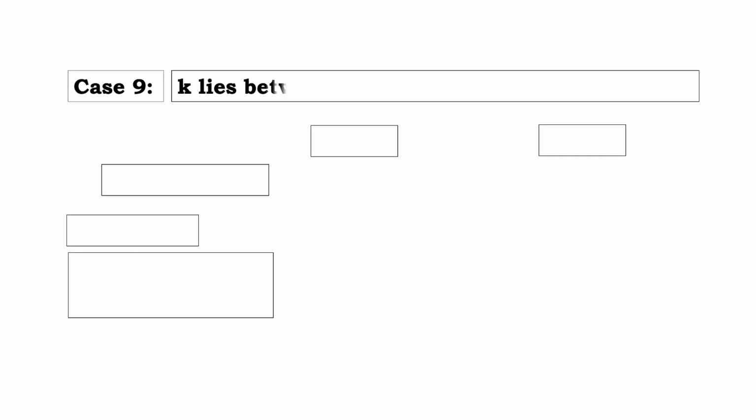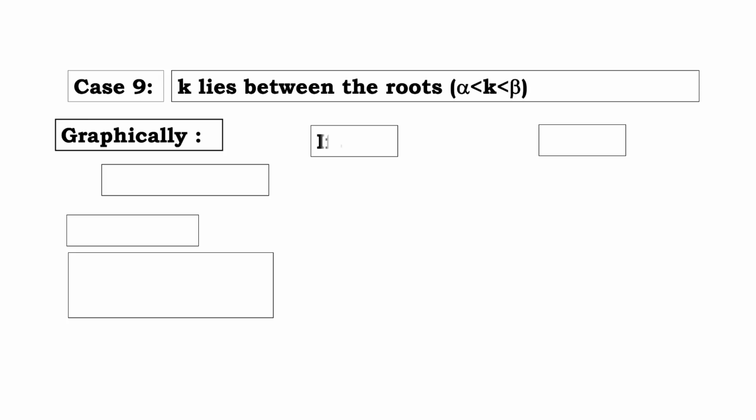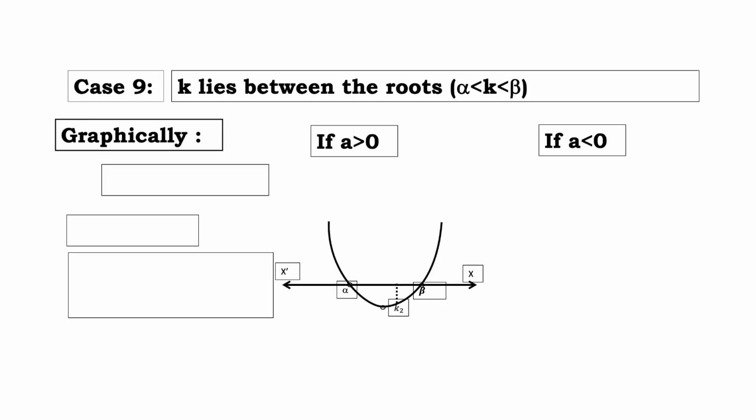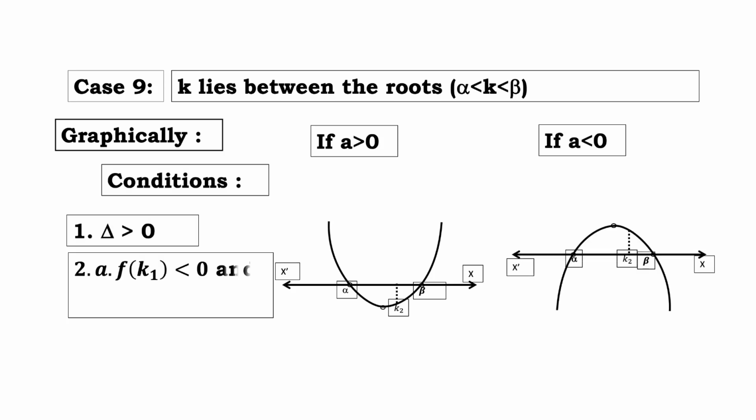Now if I'm saying k lies between the roots, how do we have to go for this? In this case, we are saying both k1 and k2 are lying between the roots. So no worry, that is the same case as we have already taken, k lies between the roots, right? So these are the conditions for our location of roots.